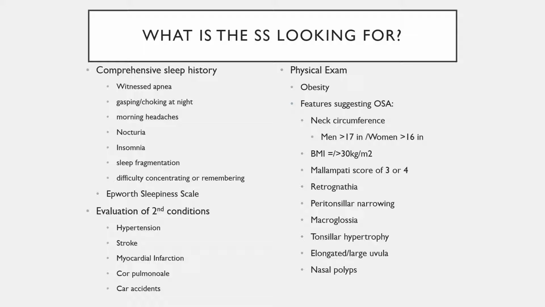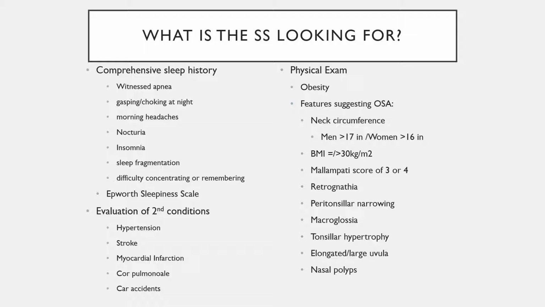Along with this, they're going to do the Epworth Sleepiness Scale. Anything above a 6, remember, is considered to be indicative of mild sleepiness. Then they're going to evaluate what we call comorbid conditions or secondary conditions that can be due to sleep apnea, and this would include hypertension, stroke, myocardial infarction, that's a heart attack, cor pulmonale, that's right-sided heart failure, and car accidents. With their physical exam, they're looking for obesity, especially in the upper body.